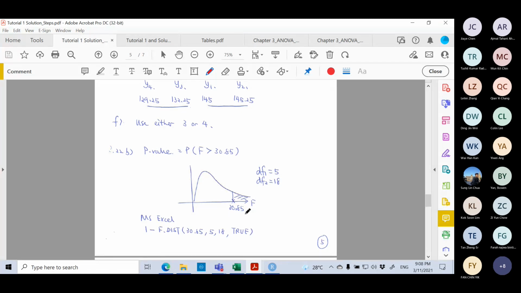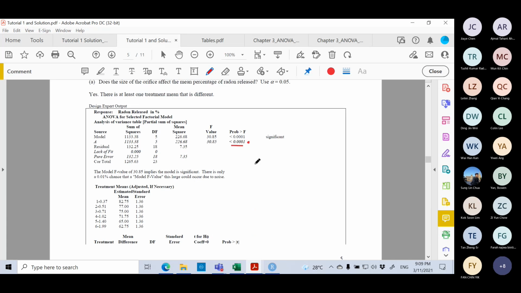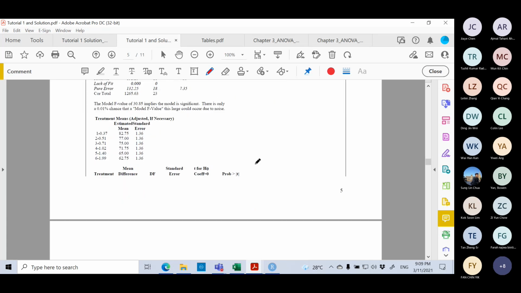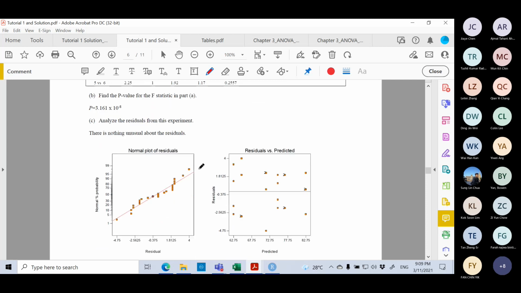You can use R to calculate the p-value, but you need to be careful. Some software gives you the answer for greater than, and some software gives you less than. Therefore, you can see here I use 1 minus the F value so that I get the answer for greater than. You need to be familiar with that particular software. So this one is what I wanted to say about the p-value, and then this one of course is a residual plot.